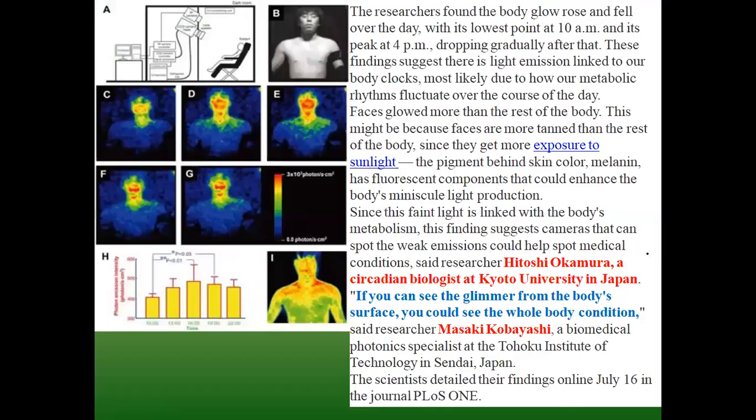Then lastly, I will show you this slide in which you can see even the human body gives luminescence. For that, one experiment was carried out by Hitoshi Okamura.